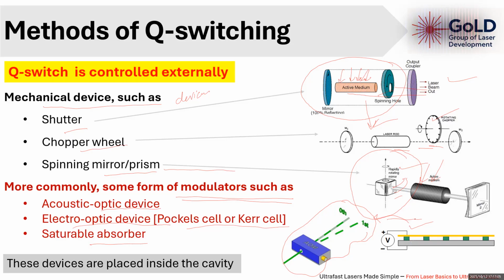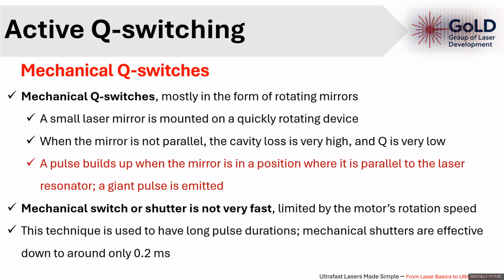Okay, so here we categorize active Q switching. Mechanical switching and optical switching are active, okay? The other kind of Q switching, we call passive, okay? But here, we are starting with active Q switching. So active Q switching starting with the mechanical Q switches, and in the last slide, I showed you some of the mechanical type Q switches there.